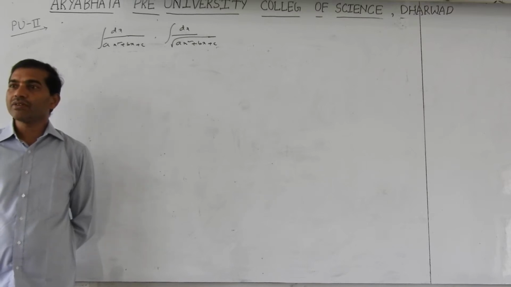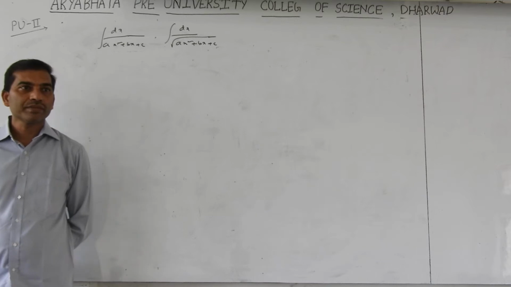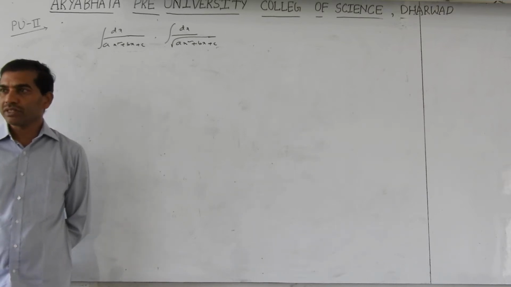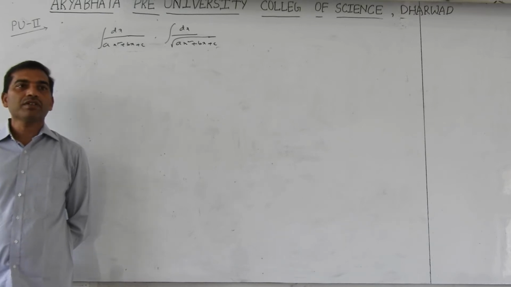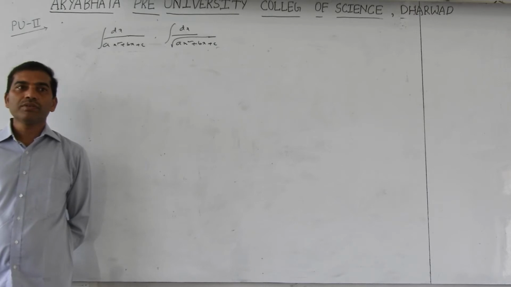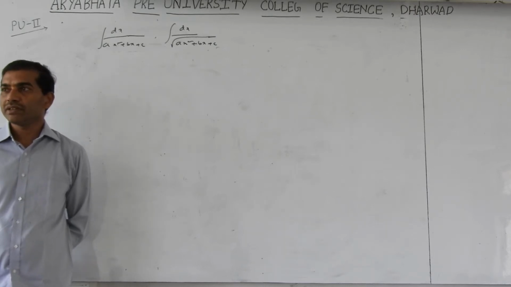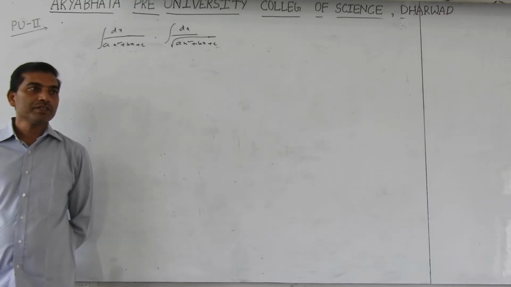Integration of 1 by under root of x square plus a square, log of x plus root of x square plus a square. Similarly, integration of 1 by root of x square minus a square equals log of x plus root of x square minus a square. These are all formulas from the beginning.